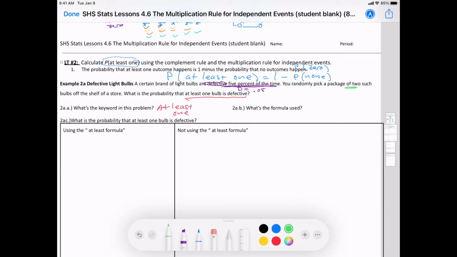Another question we should have asked is, are these events independent? The first bulb, does it affect the second bulb? Well, it's not a situation where the bulb kind of fell onto the second one. So if the first one is randomly in the front of the warehouse, and you pick another one in the back, yes, they are independent. The bulbs don't affect one another. Okay. What's the formula used? Well, we just wrote it down. Probability of at least one is equal to 1 minus the probability of none.